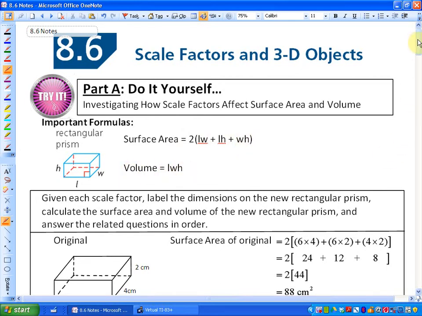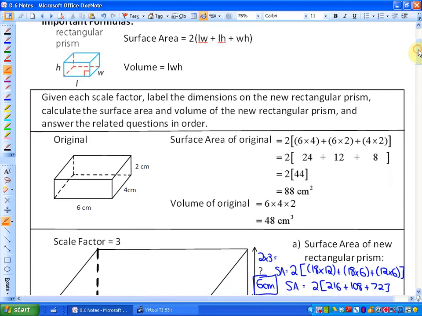So here's our original shape that we're going to apply scale factors to right here. The measurements are 6 by 4 by 2. The surface area, if you look at the formula, is 2 times 6 times 4 plus 6 times 2 plus 4 times 2, which is 88 centimeters squared. And the volume is 6 times 4 times 2, which is 48 centimeters cubed. So surface area is the squared type of unit, and volume is a cube type of unit because it's what is contained inside a three-dimensional shape.